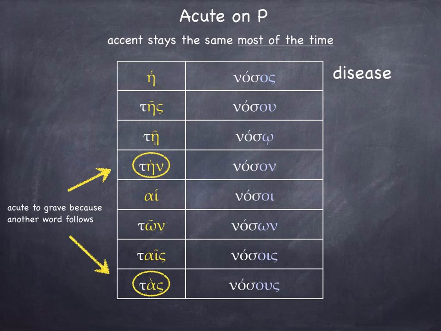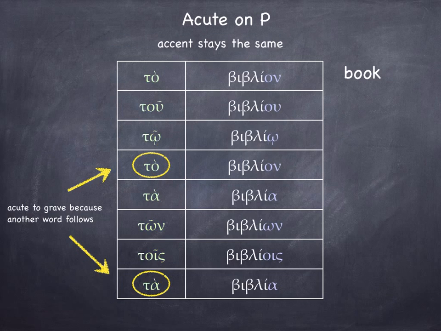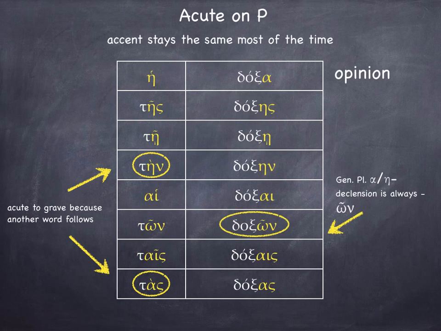All right, so let us look at a feminine noun in the omicron declension, nosos, and notice the accent is an acute in all cases. A neuter noun in the omicron declension, biblion, and again, the accent is the same in all the cases. The feminine eta alpha declension, doxa, has the exception. In the genitive plural, instead of having the acute on the penult, it has a circumflex on the ultima because of that number 3 rule that all eta alpha declension in the genitive plural have this circumflex on the ultima.